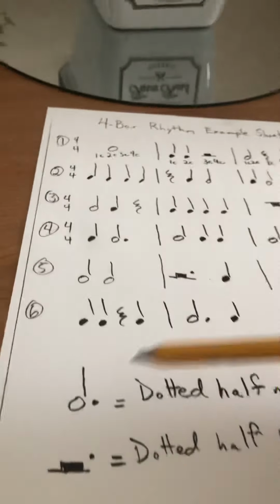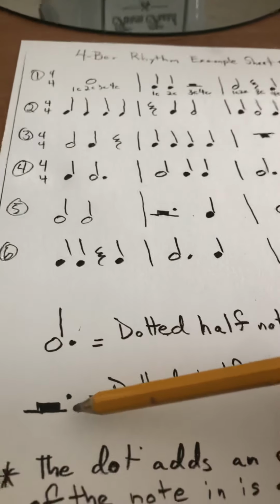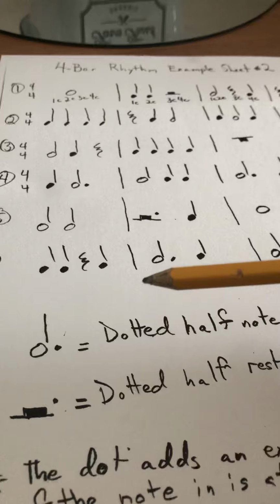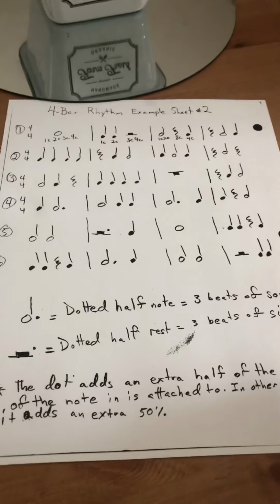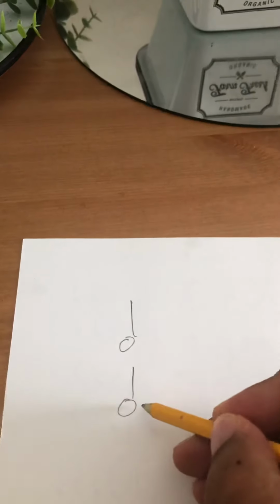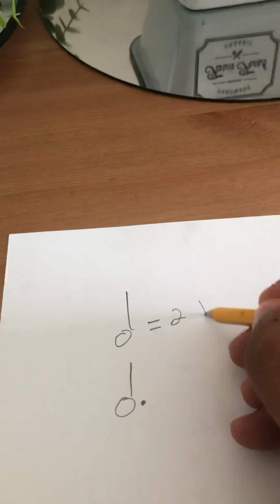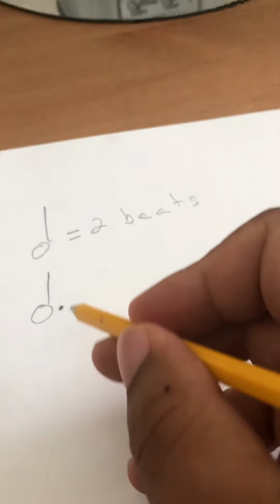All right, so dotted half note, 3 beats of sound, dotted half rest, 3 beats of silence, okay? Now, we have to explain that. What is the dot? I'm gonna flip my page over. What is the difference between a regular old half note and a dotted half note? This gets 2 beats. And this gets 3 beats.